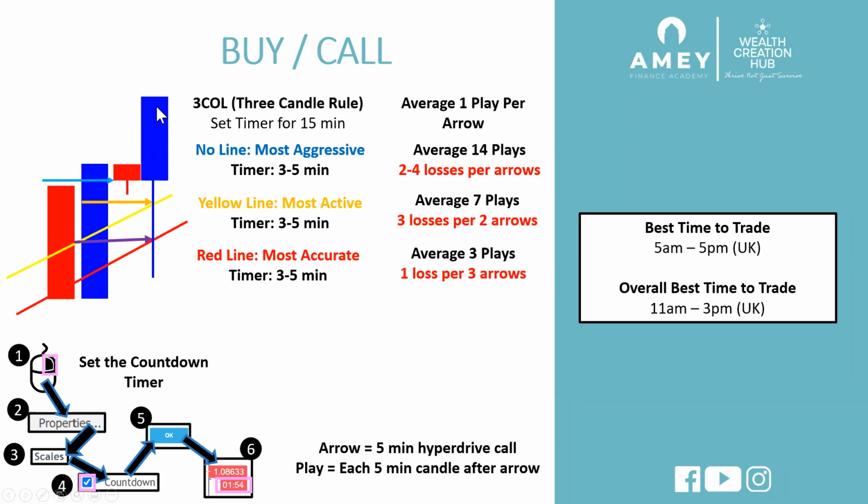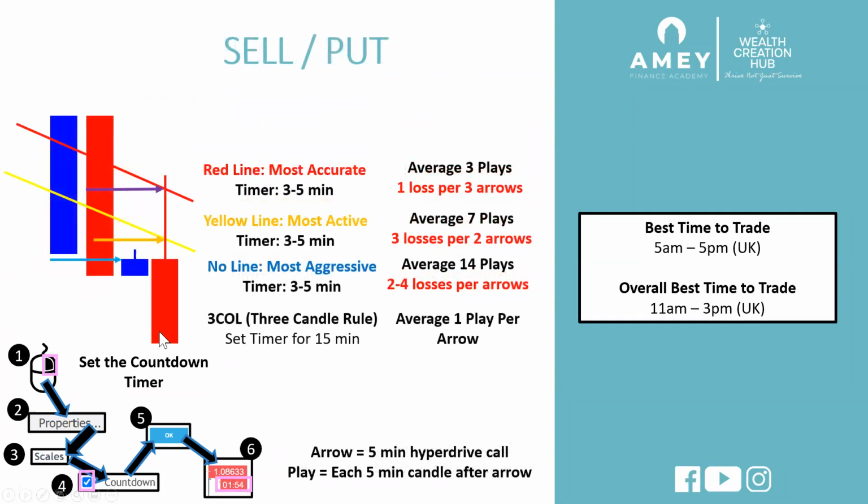All you need to do is wait for the pullback and go in, and you can wait for the next candle and go in. You've got the 3 candle or less rule and so forth. This is for the buy and this is for the sell, so obviously it's the opposite direction. You've got the 3 candle or less rule again. You're going in for 15 minutes. No line, which is the aggressive entry, so you're just going in aggressively, not waiting for a pullback.